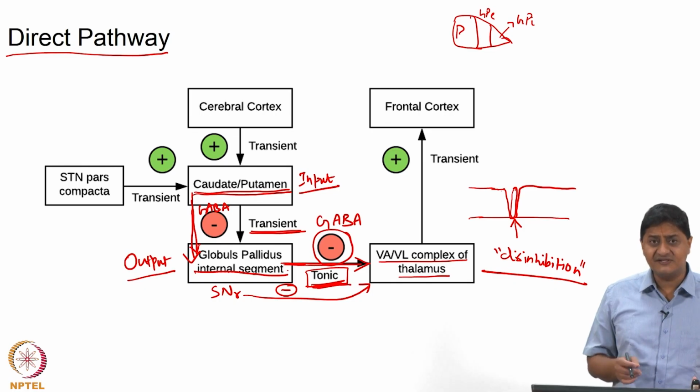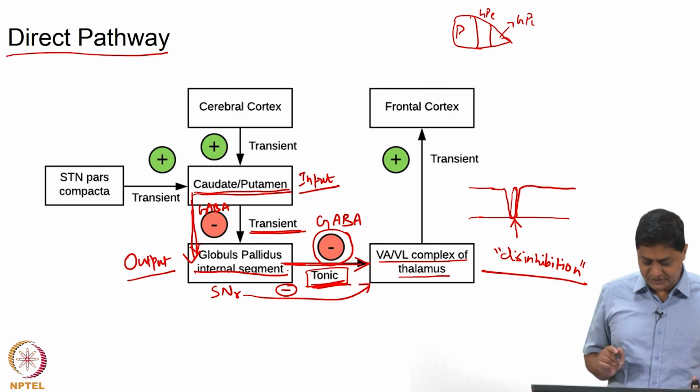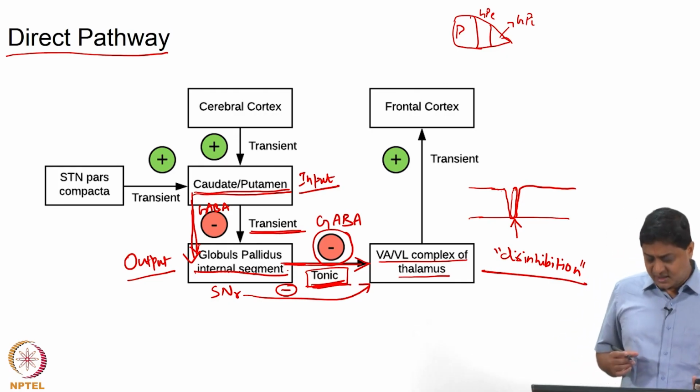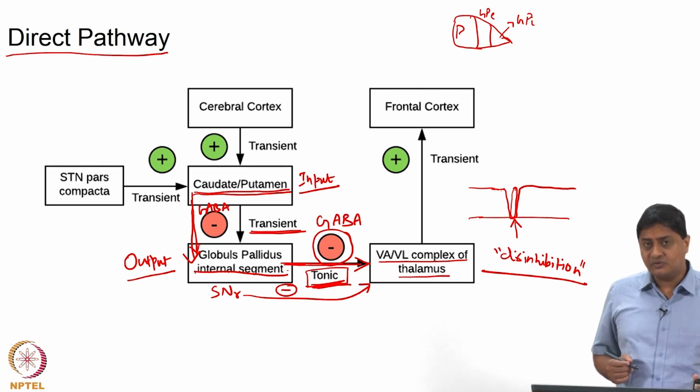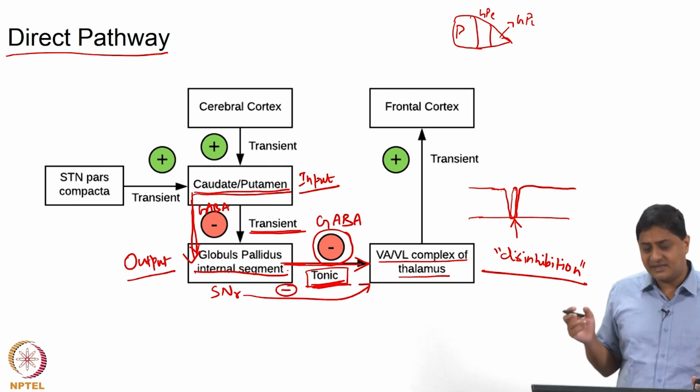Is there any other way in which it can happen? The answer is yes, there is another way in which it can happen. We will also discuss that. Okay. But what makes the caudate and putamen provide transient inhibitory input to the globus pallidus internal? That is the question.